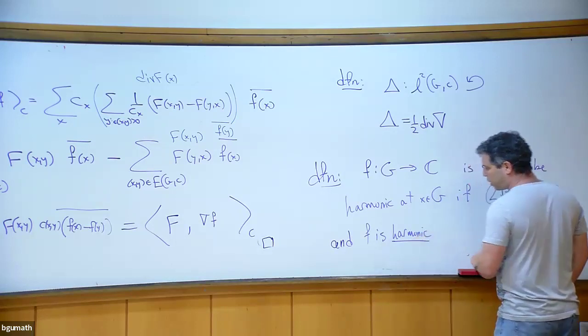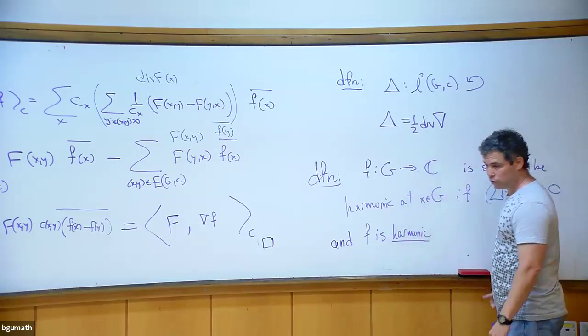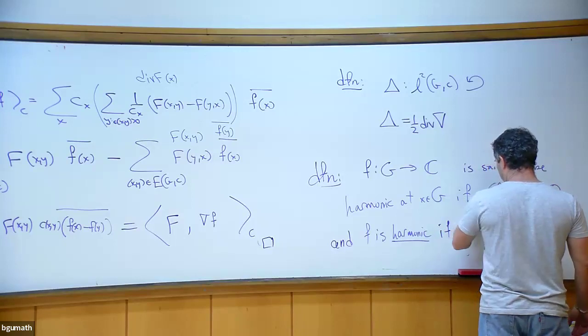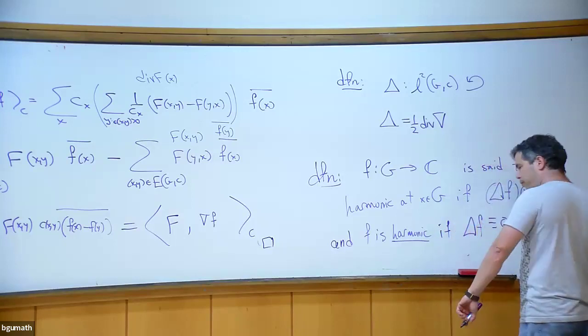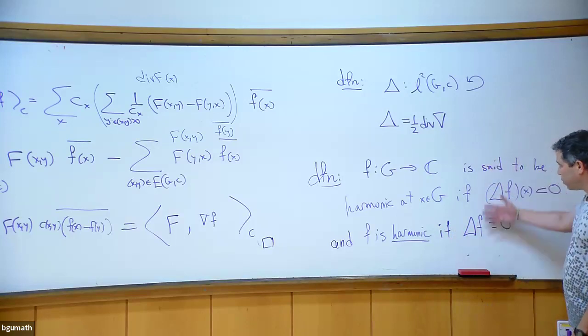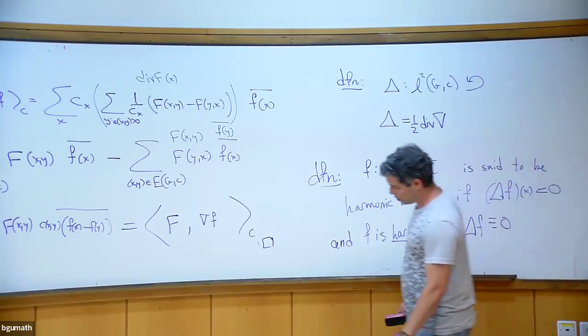So now I'm just saying harmonic, but under the carpet, there is a C in the background. So we have to remember that there is a C in the background. F is harmonic if the Laplacian of F is identically zero. Okay? Now I want to extend this definition to non-L2 functions. In fact, exercise.